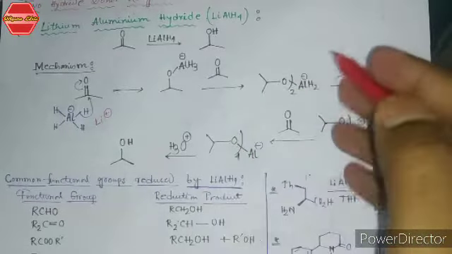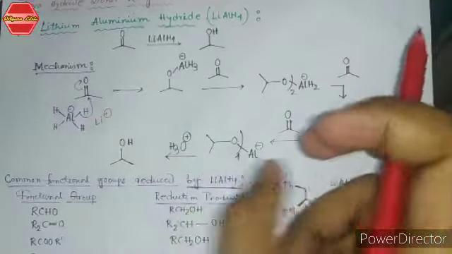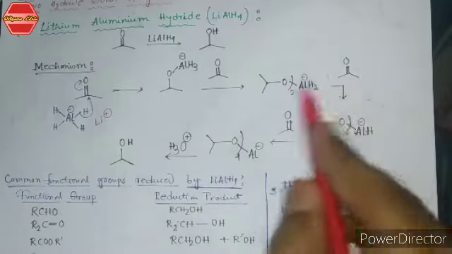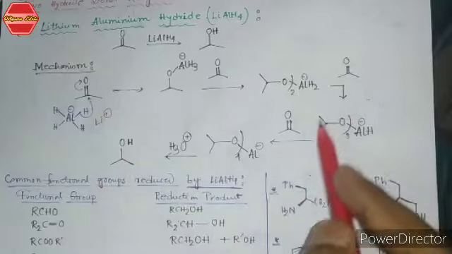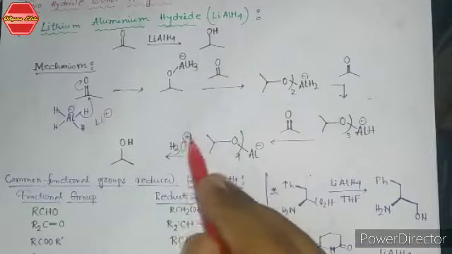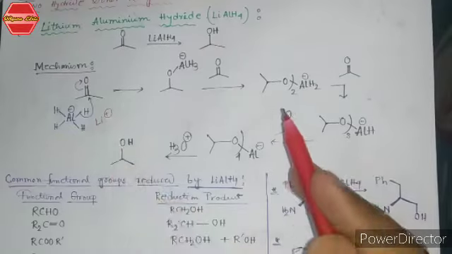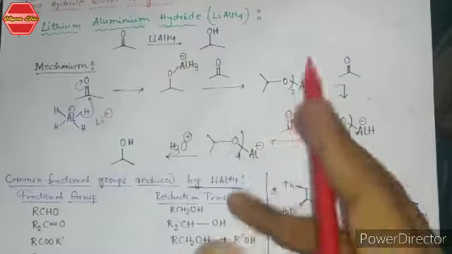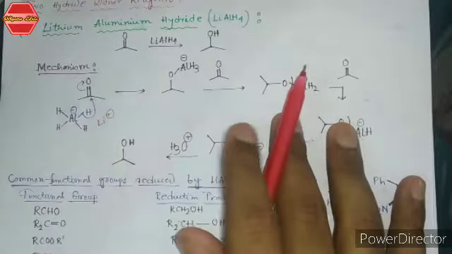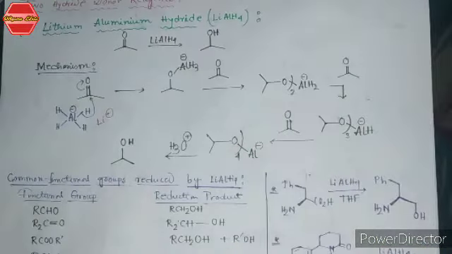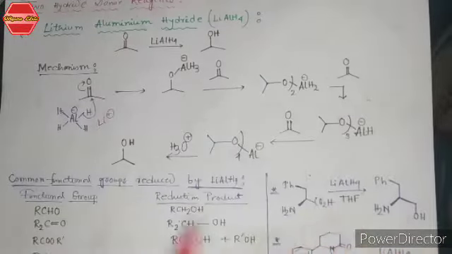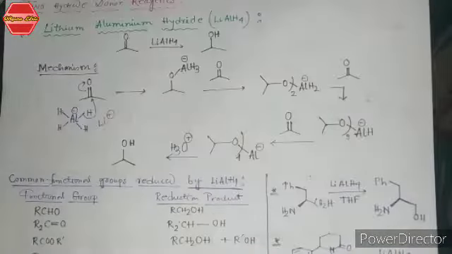So this is correspondingly attached to the aluminium hydride, and combining step 1, step 2 and step 3, after the hydrolysis you can get the corresponding alcohol. Okay, so this is how the reaction proceeds, and this is a very general mechanism of lithium aluminium hydride. Now see how the different types of functional groups react with this reagent.